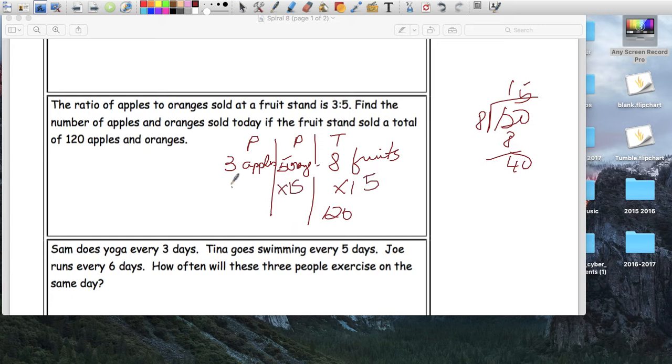Times 15. So 3 times 15 is 45. 5 times 15 is 75. So if the fruit stand sold 120 fruits at the end of the day, 75 of them were oranges and 45 of them were manzanas, apples. Okay. Clear. Move.